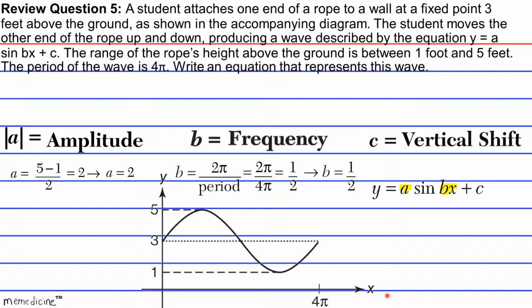So the sine graph basically has been translated up 3 feet from 1, which is not shown here, to the center line at 3, okay? Therefore, our c value is going to be equivalent to 3. Thus, one possible equation for the wave is y equals 2 sine of 1/2 x plus 3.